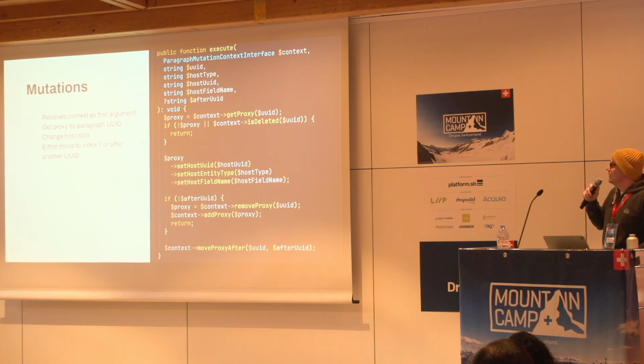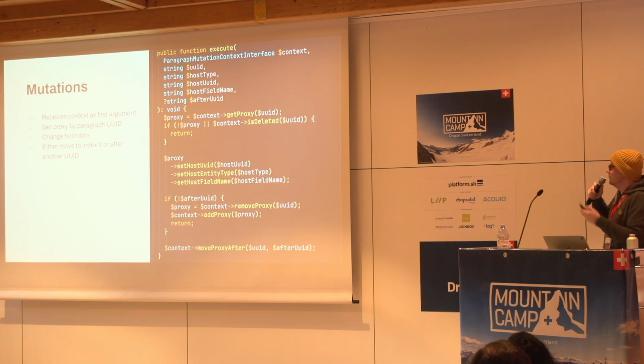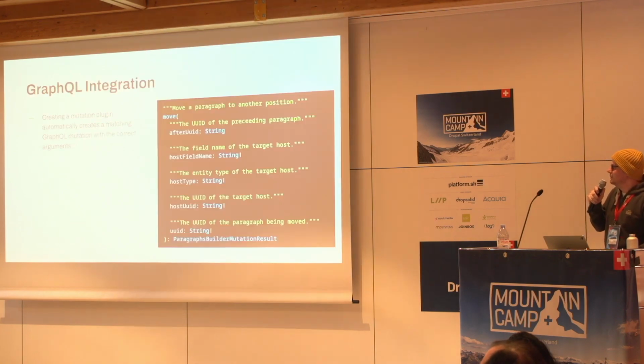Then the mutation plugin also needs to mutate something, so that's the execute method. In this example, that's again the move example that receives all this information. The first argument is always the mutation context, from which you can get a proxy. You can check if it's deleted, because sometimes you don't need to execute the mutation if it's deleted anyway, so you can skip that. And then it sets the host UUID, entity type, and field name of the paragraph, and puts it in the correct place in the proxy list.